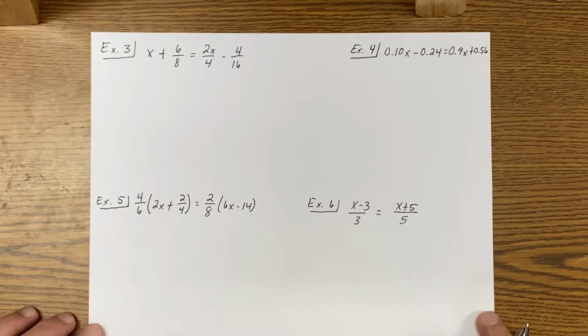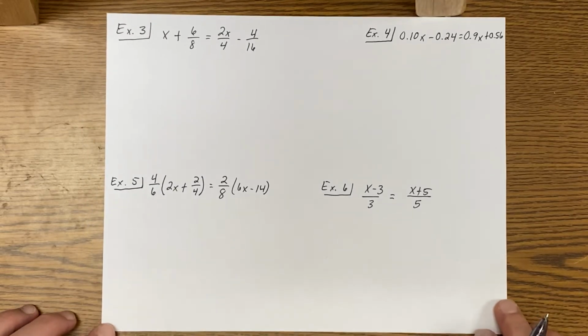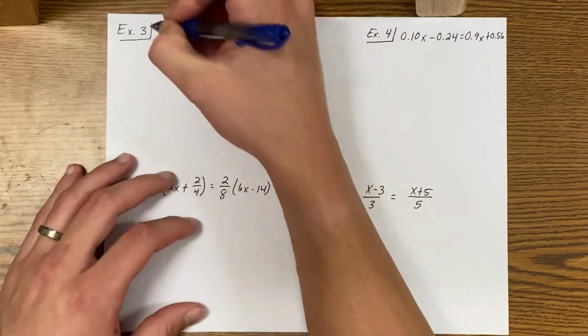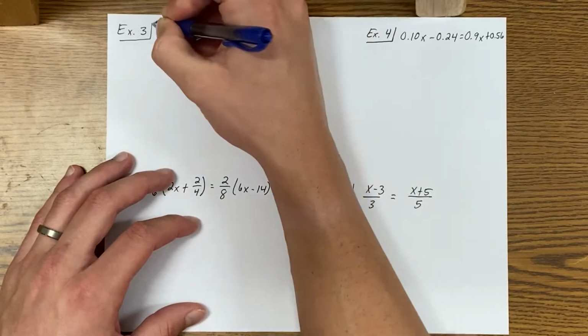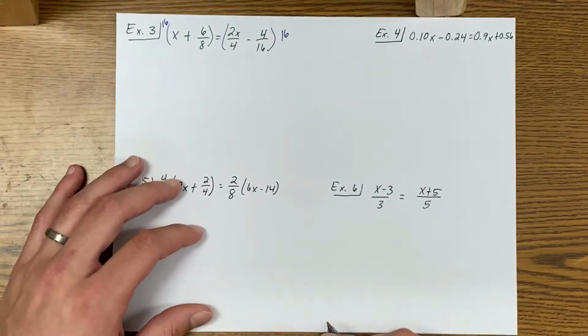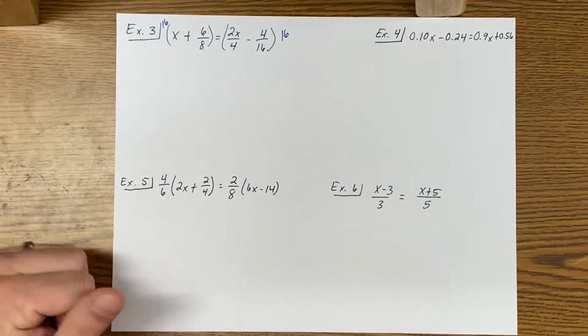Okay, now example number 3, we have 3 fractions, and all 3 fractions have different denominators. So we're going to think about, all right, what are our common multiples of these numbers? Well, multiples, remember, are numbers that, it's kind of like skip counting. Multiples of 4: 4, 8, 12, 16. So we're going to prepare with parentheses, and our least common denominator will be 16.